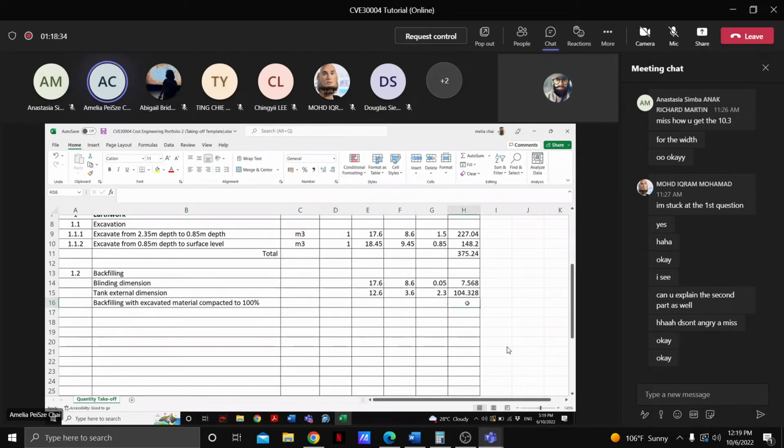So this one equals your excavated material, backfilling, minus off your tank and blinding, minus H15. So your excavated material minus your blinding dimension and also your tank dimension. So you need to backfill this much volume. Okay? This one. The excavated material minus off the blinding dimension and also your tank external dimension.